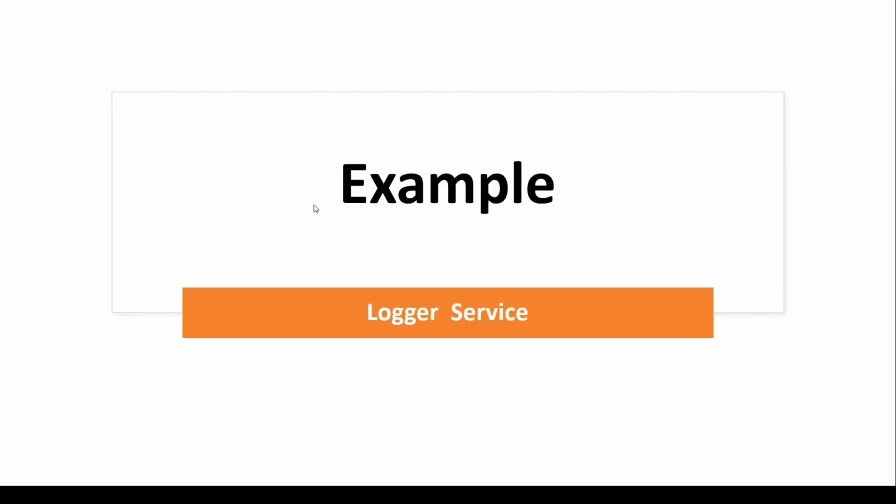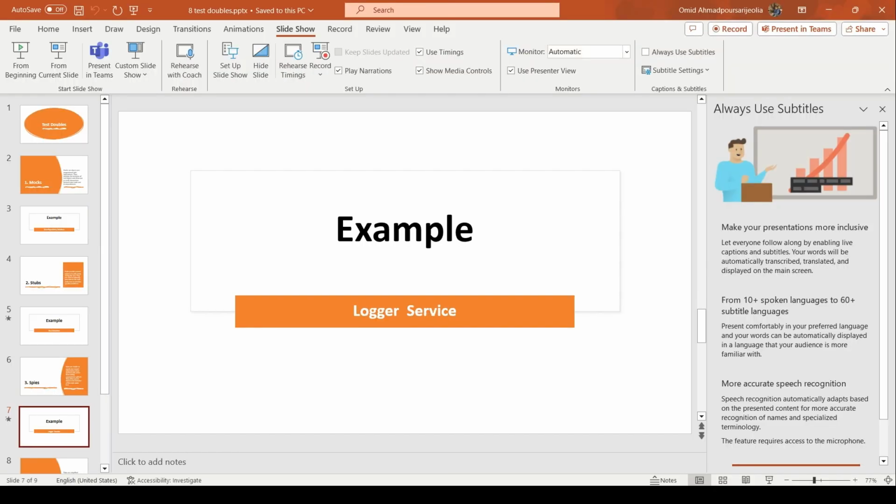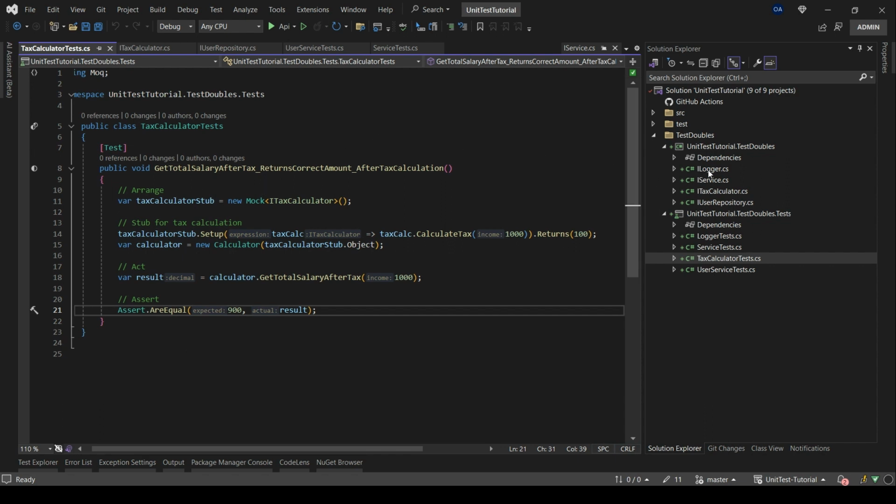For example, let's say you are testing a logger class that uses an external logging server. By using a spy, you can observe the calls made to the logging server and ensure that the logger class behaves as expected. Let's check it in our example.